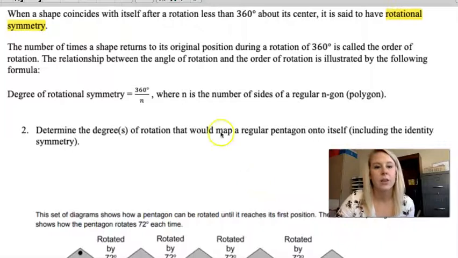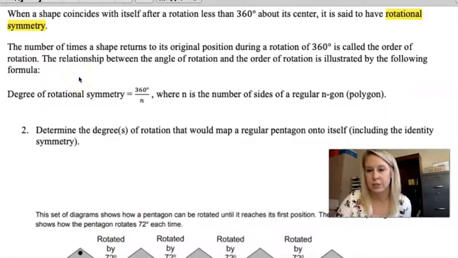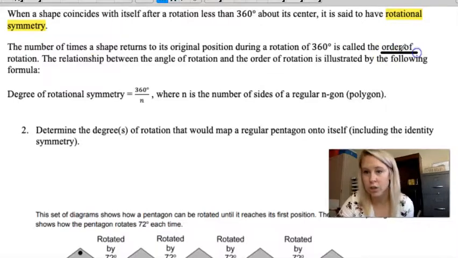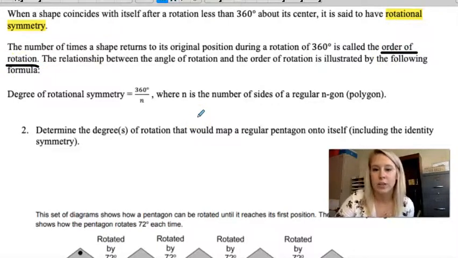The number of times a shape returns to its original position during the 360 rotation is called the order of rotation. I should probably highlight that. Order of rotation. The relationship between the angle of rotation and the order of rotation is illustrated by the following formula. So, here is our formula.